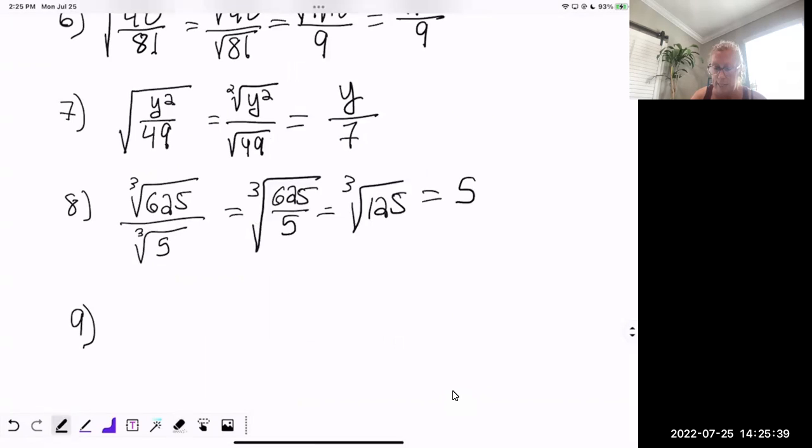I got 2 more, then I'll take questions. Cube root of 27 over 64. Hey, guys, try that one for me. Try it, give it a try.